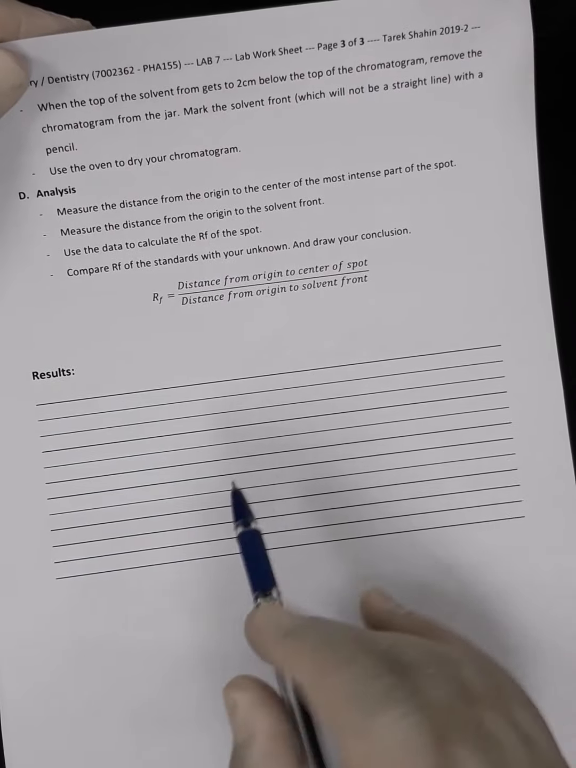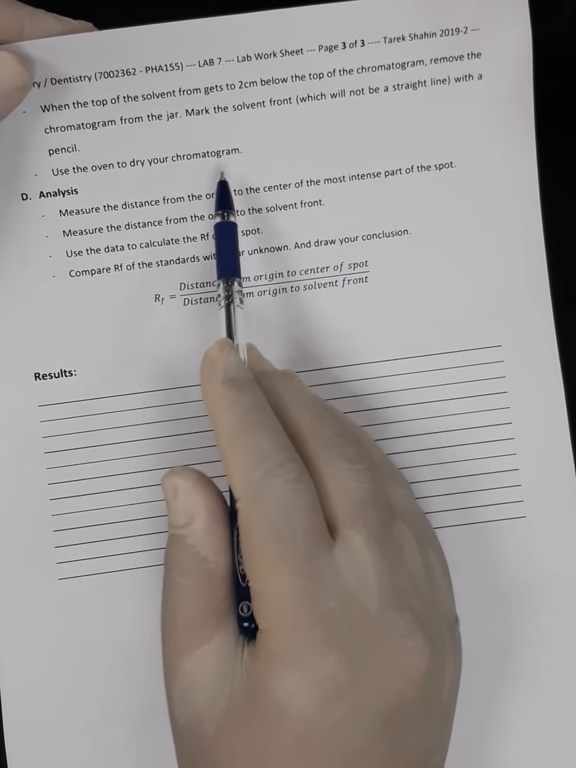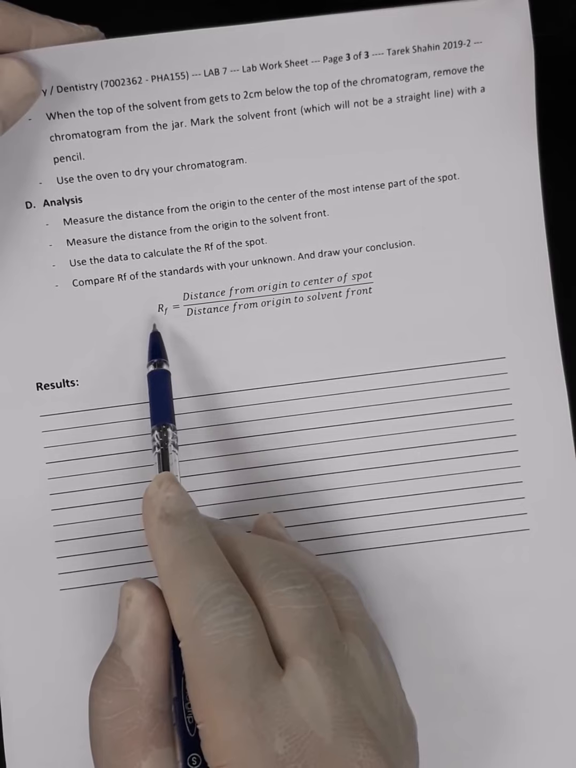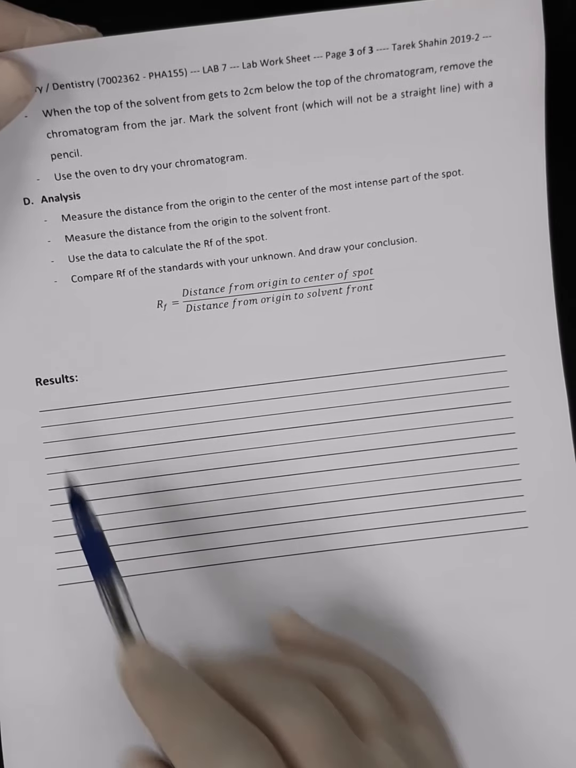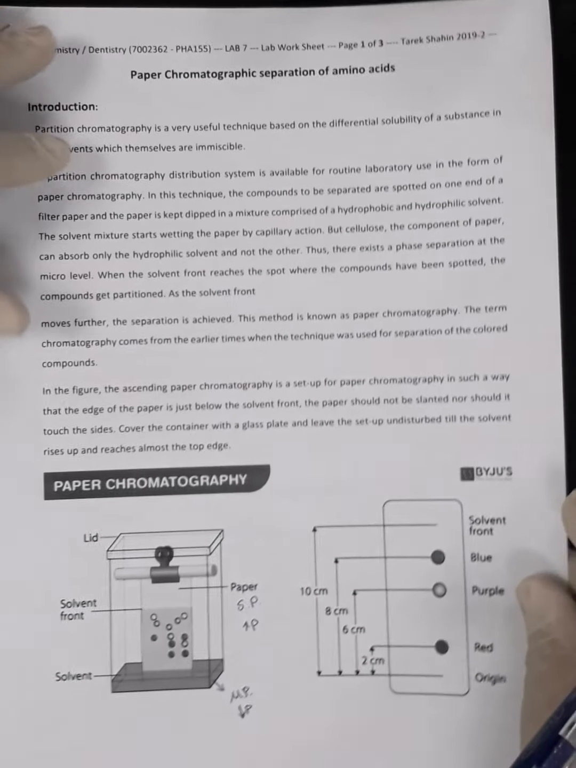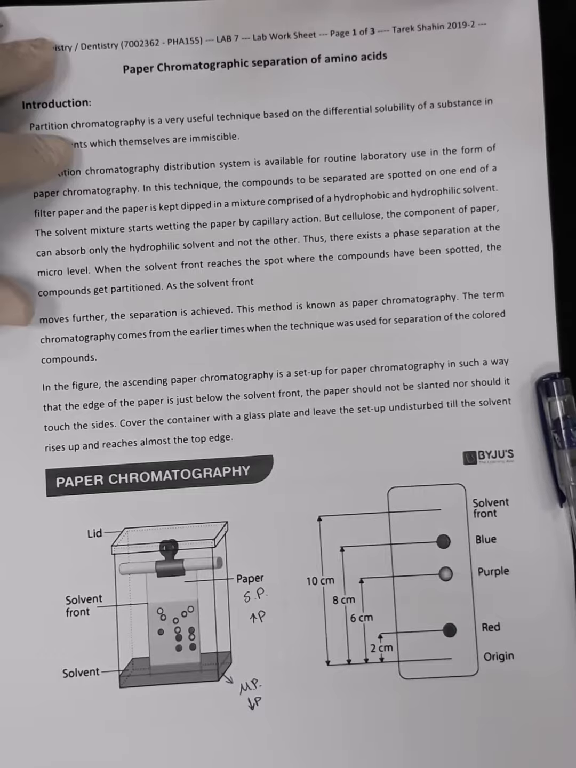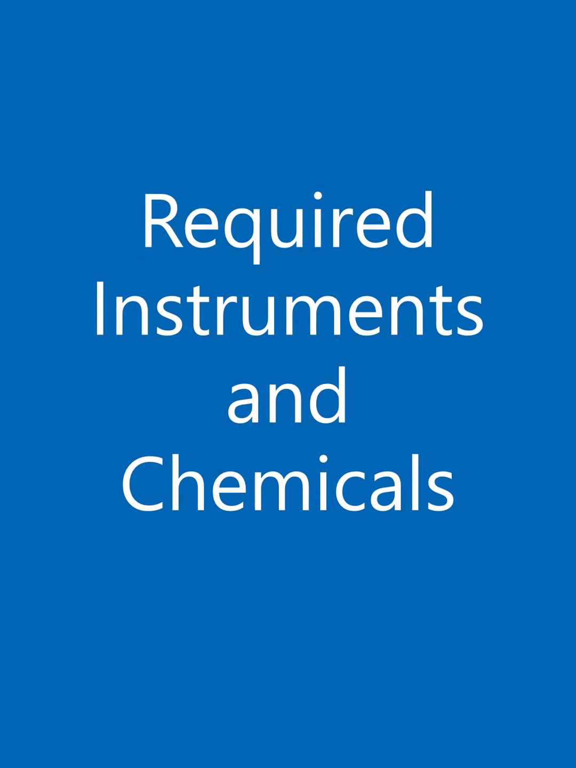Then after the development, we are going to localize the spots by something we call chromogen. And then we are going to start the analysis by calculating what we call the retardation factor. And then we will write down the results. So that would be all. Now we are going to move to the practical part of the experiment, so please stay with me.